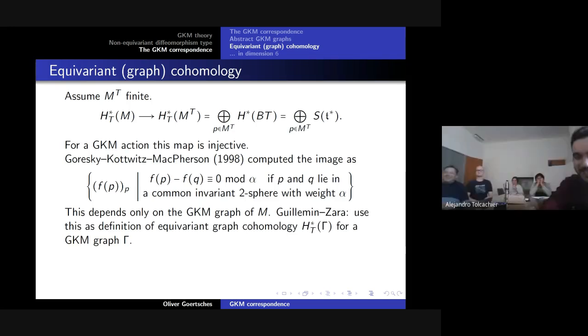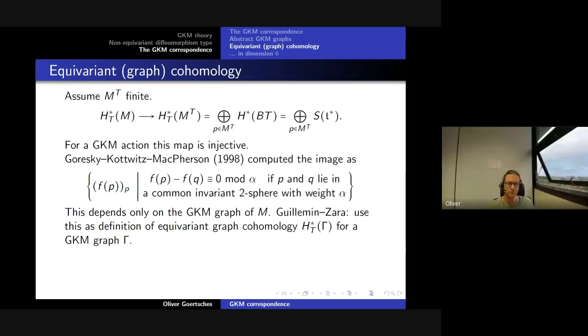And now, what did Gilman and Zara do? Remember, they defined an abstract GKM graph. They used this as a definition of equivariant graph cohomology, right? Because you can write this down just for a graph, for a GKM graph. And this is by definition this H star T of gamma.